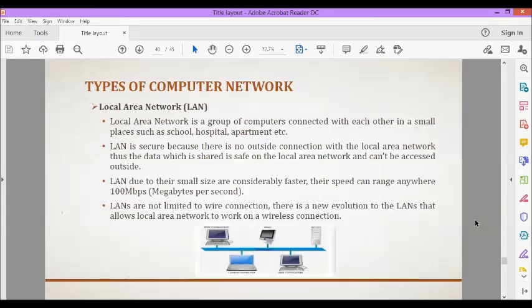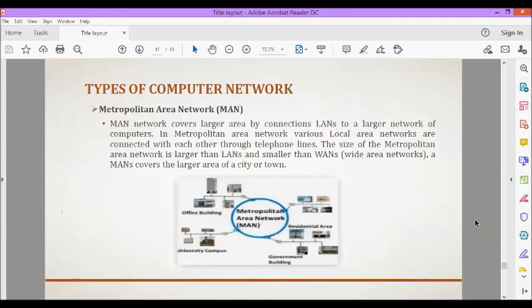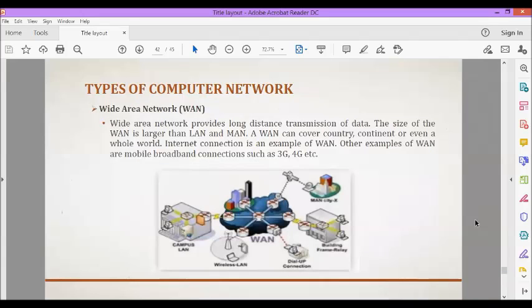Okay, for the types of computer network, we have the local area network or LAN, which is used for small places. We have the metropolitan area network or MAN, which covers the larger area of a city or town. Then we have the wide area network or WAN, which provides long distance transmission of data.